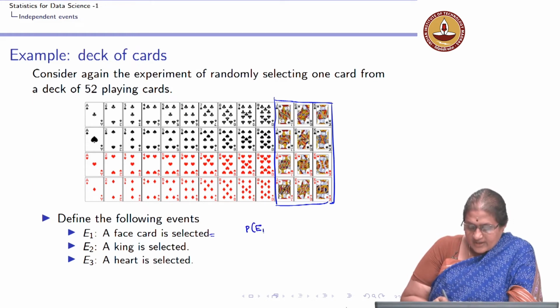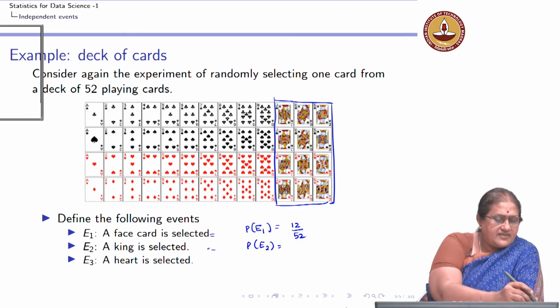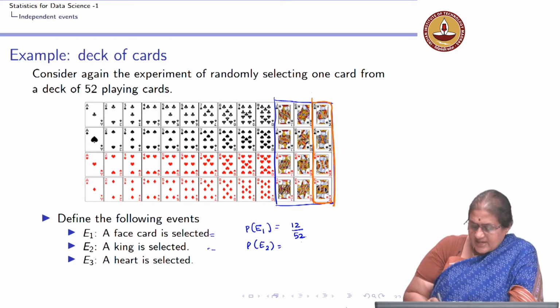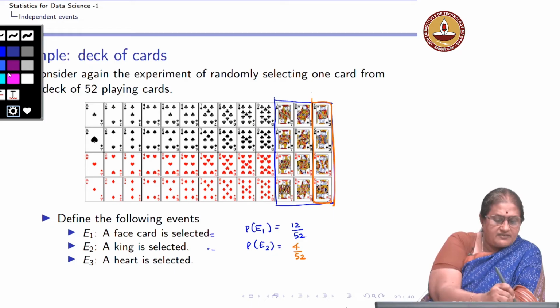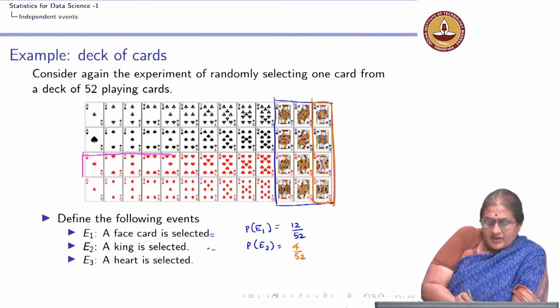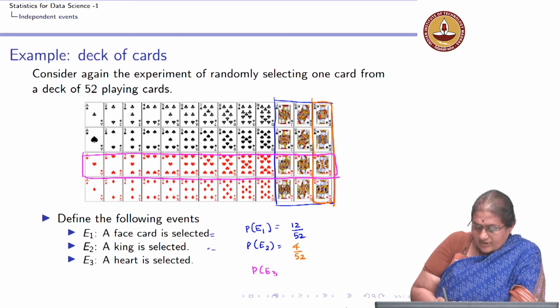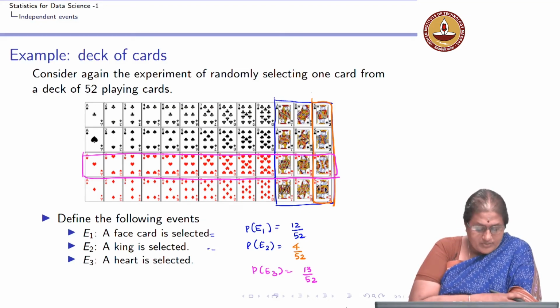You can see that I have 12 cards, which gives me probability of E1 as 12 over 52. Now, E2 is the event that a king is selected. I have 4 kings, and the chance of choosing a king from 52 cards is 4 over 52. E3 is the event that a heart is selected. I have here 13 hearts. So, the chance that I am selecting a heart, probability of E3, is 13 over 52. So, these are the actual probabilities which I have.